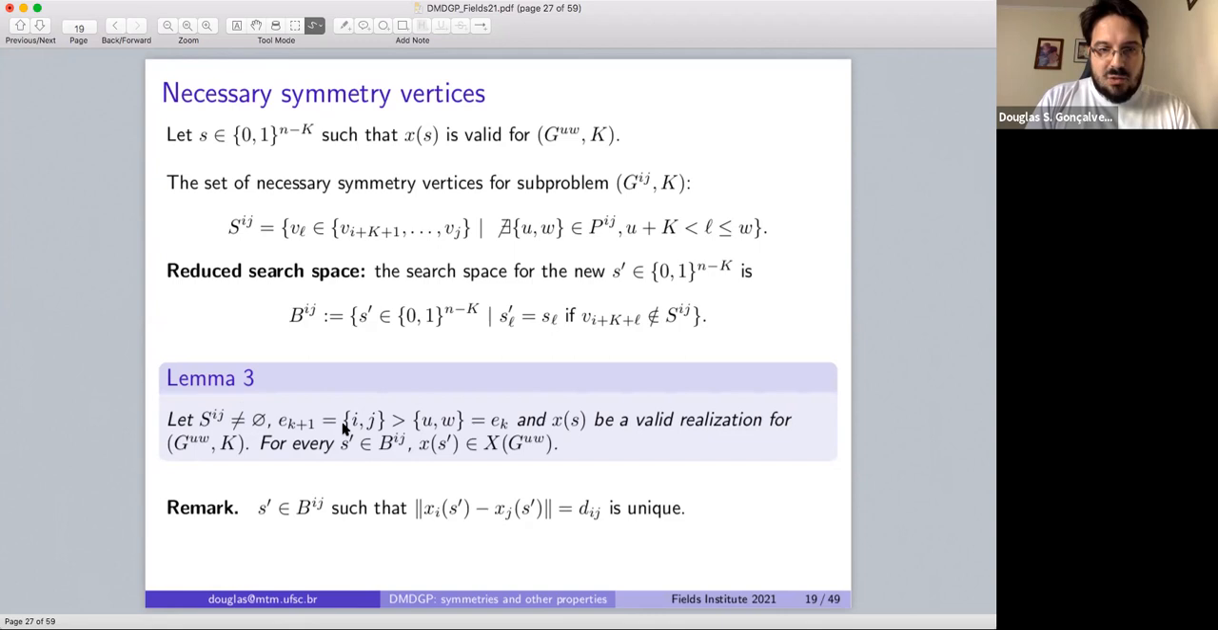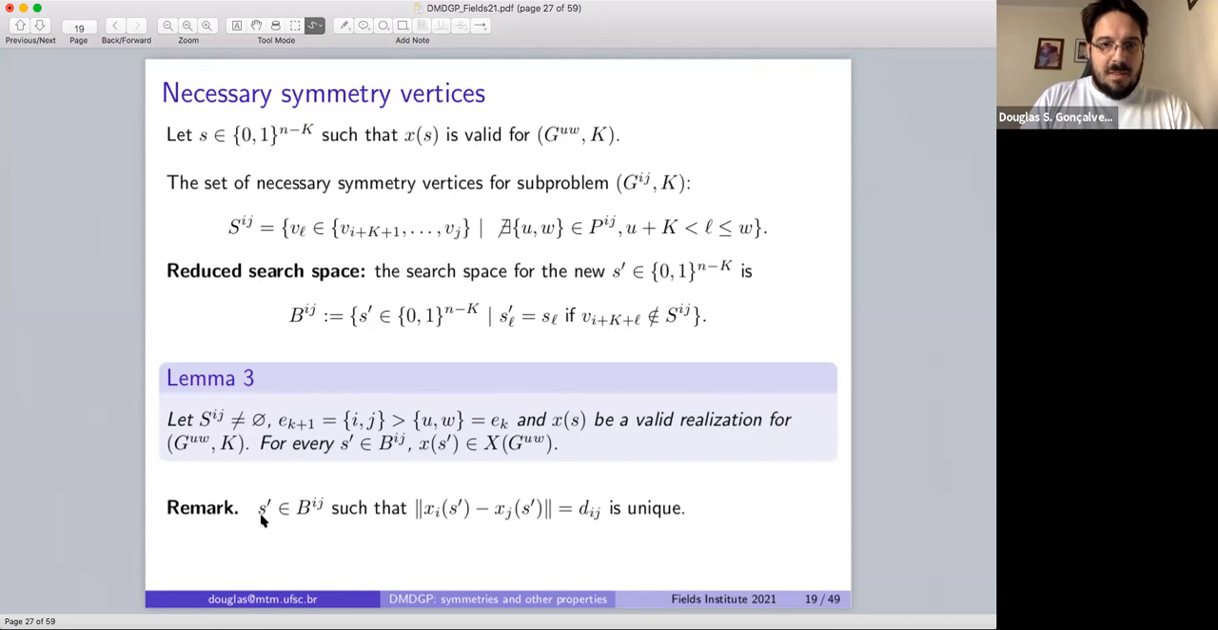So suppose you are handling the constraint ij, and you already solved the problem with the constraint uw, and xs is a valid realization for the problem Guw. Then for every binary vector s prime in the set Bij, which is defined here, you have that x of s prime is still in the solution set of the problem Guw. And so we know how to modify the previous solution and continue in the solution set of the previous problem in order to search for the solution for the new edge that we included. And it's possible to show that this vector s prime is unique.